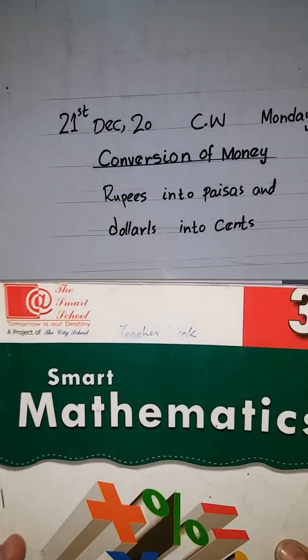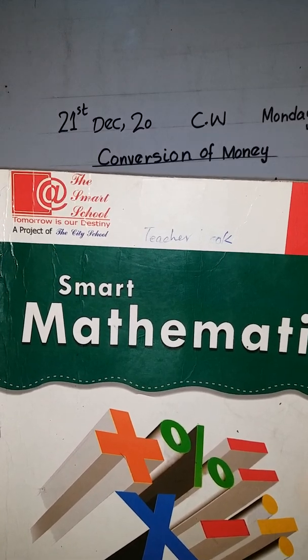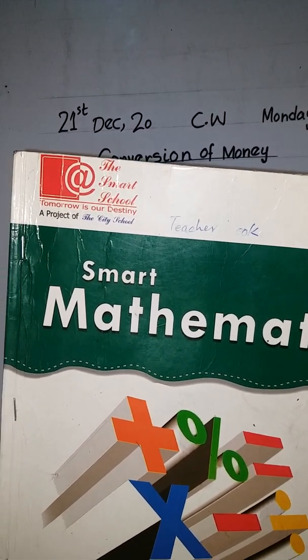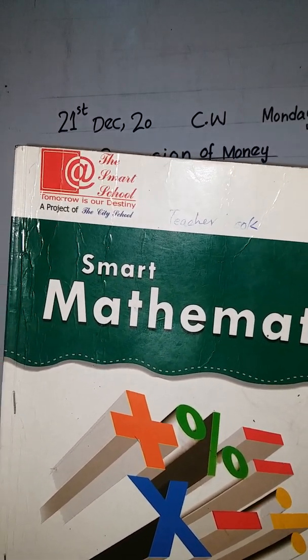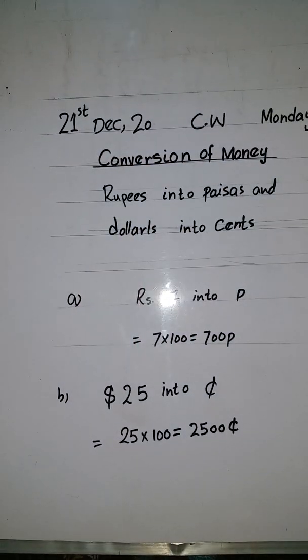Grade 3, today our topic is money and our objectives are conversion of rupees and dollars into paisas and cents. Okay, grade 3, open up your book, page number 71.